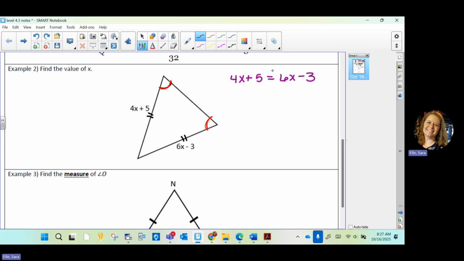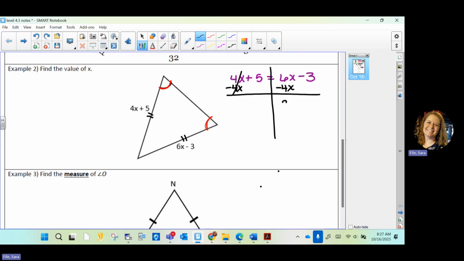If you need to separate your equation, the left and right side, draw that line down to separate. And then we need to move x's to one side, constants to the other. Looking at this, you could have written it the other way with the 6x minus 3 on the left. It doesn't matter. But I tend to move my smaller x value. Okay, so I'm going to move the 4x by subtraction because that leaves me with a positive x value.